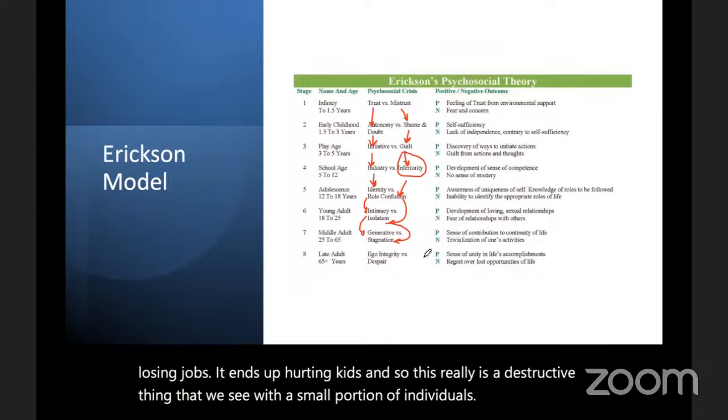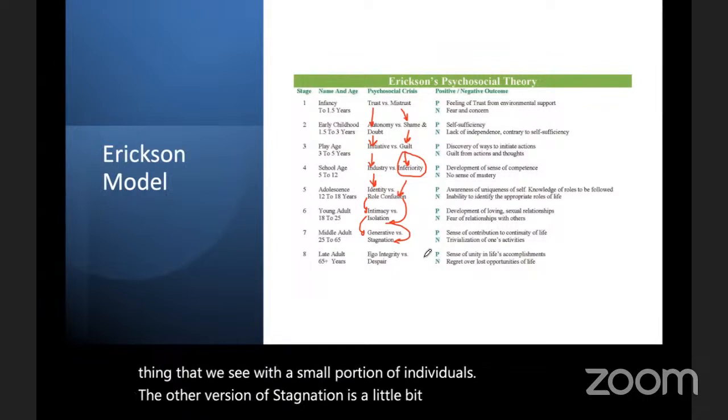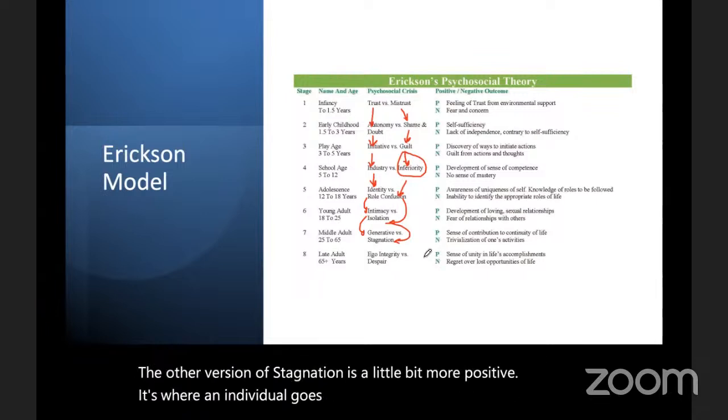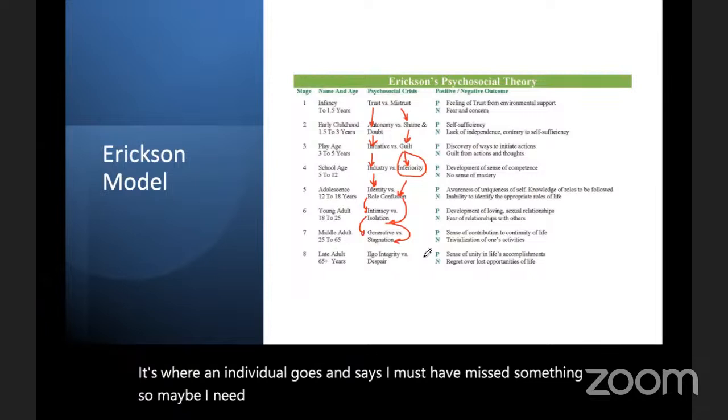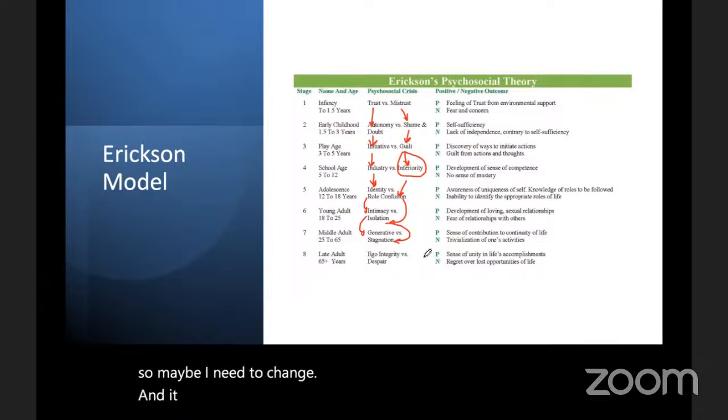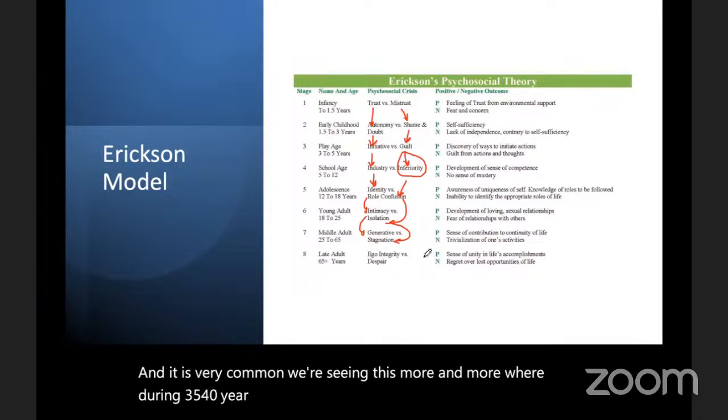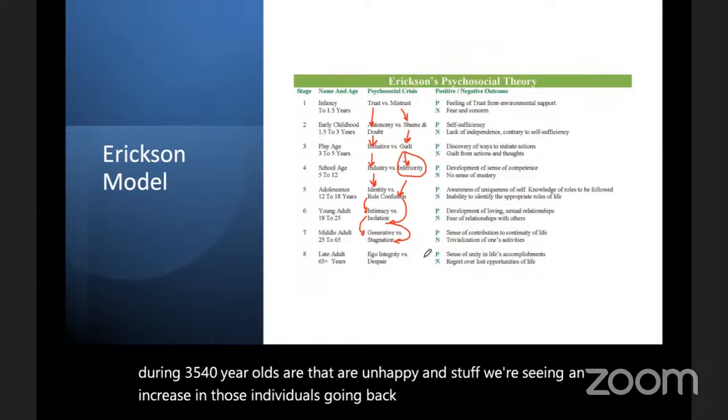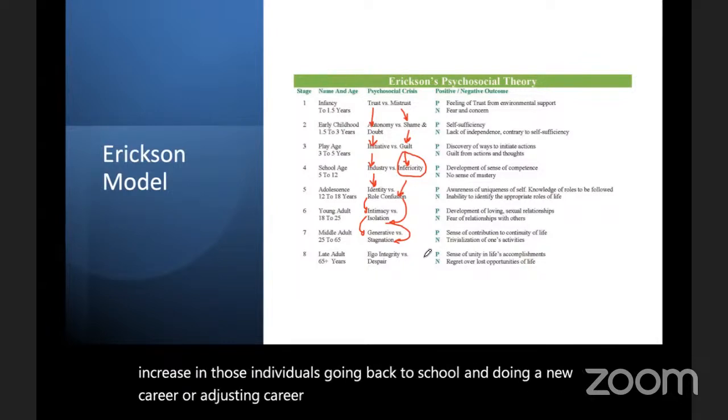The other version of stagnation is a little bit more positive. It's where an individual goes and says, I must have missed something, so maybe I need to change. And it is very common. We're seeing this more and more, where 35, 40-year-olds that are unhappy are going back to school and doing a new career or adjusting career or making life changes. Okay. So that's the other version of stagnation.